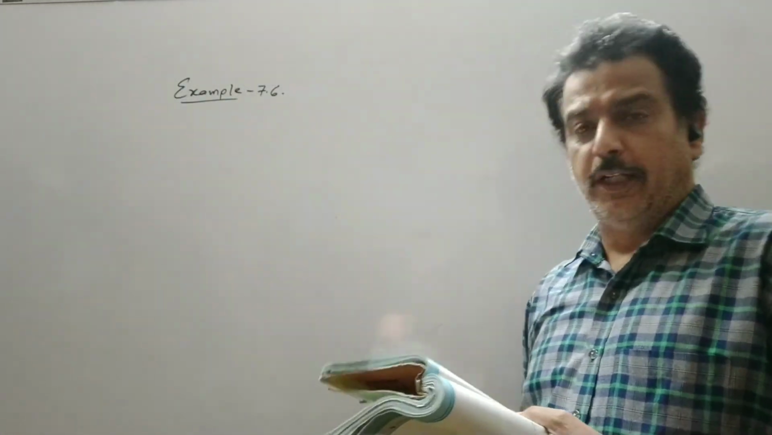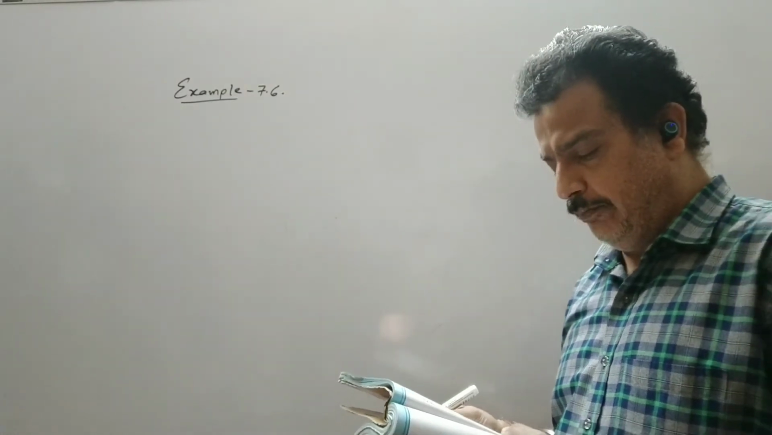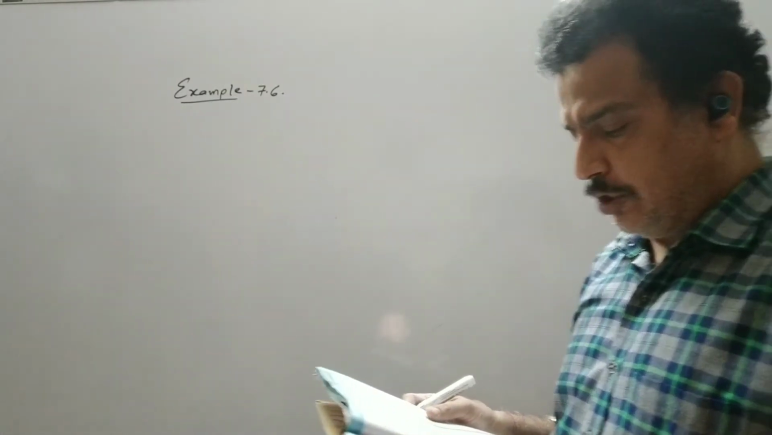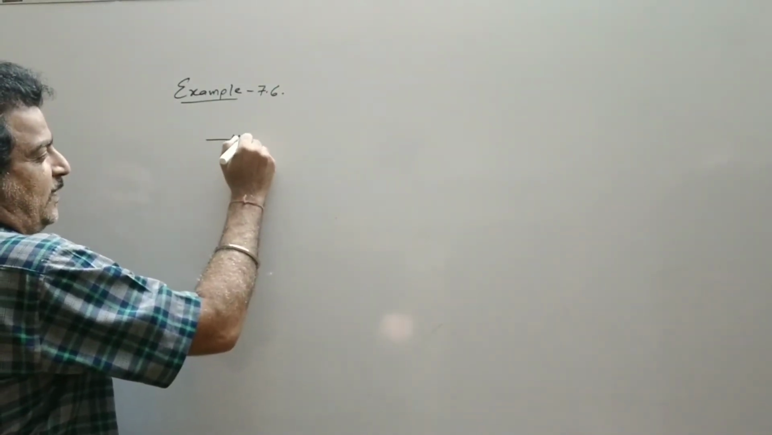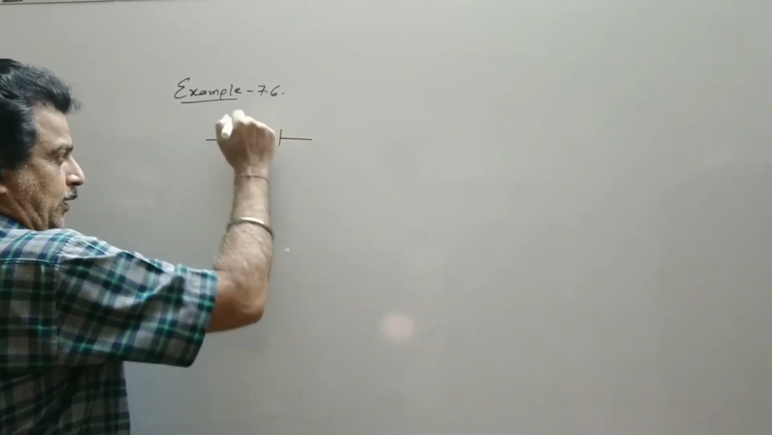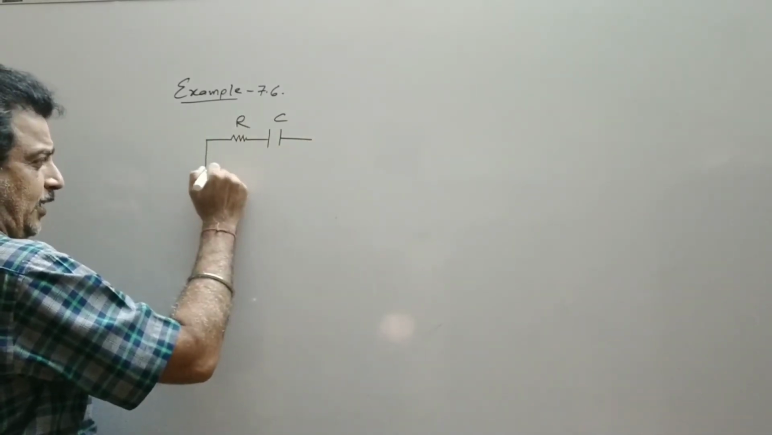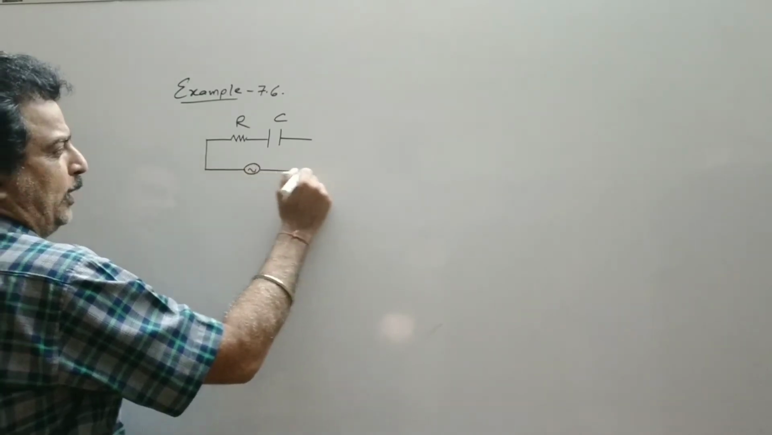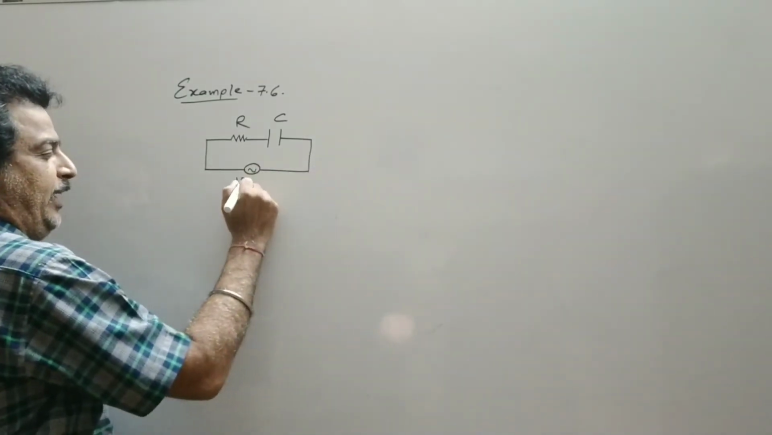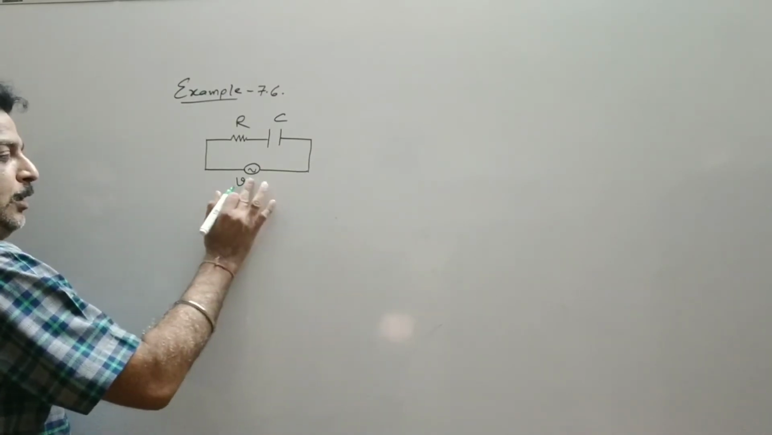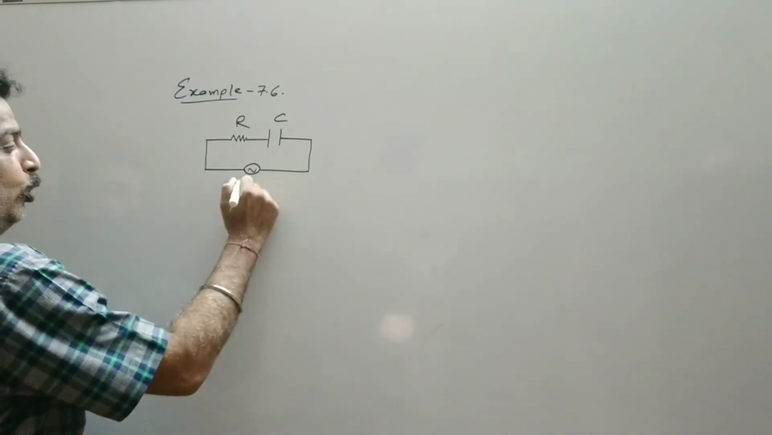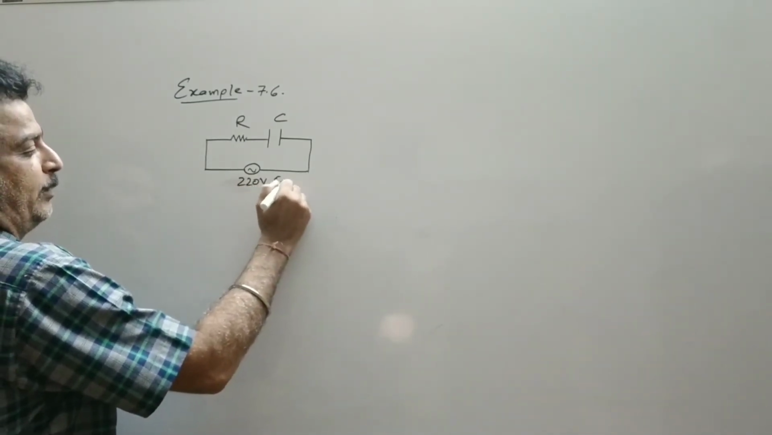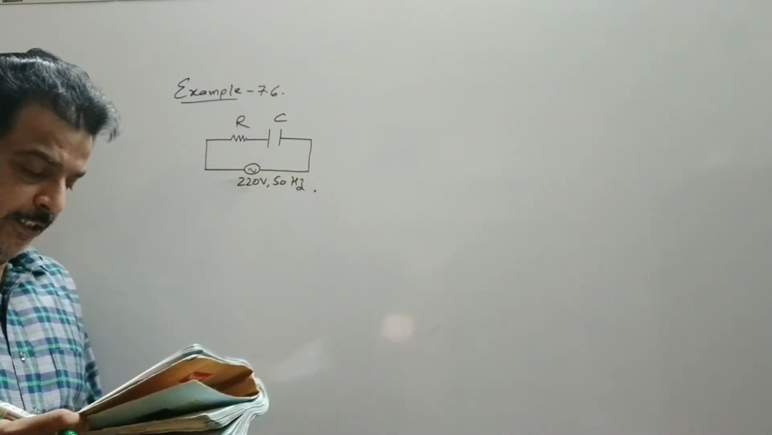Now let us say example 7.6. A resistor of 200 ohm and a capacitor of 15 microfarad are connected in series to a 220 volt, 50 hertz AC source. So we have a resistance and the capacitor. It means it is an RC circuit. Here, in place of instantaneous voltage, it is given that it is connected with a 220 volt, 50 hertz supply. Calculate the current in the circuit.